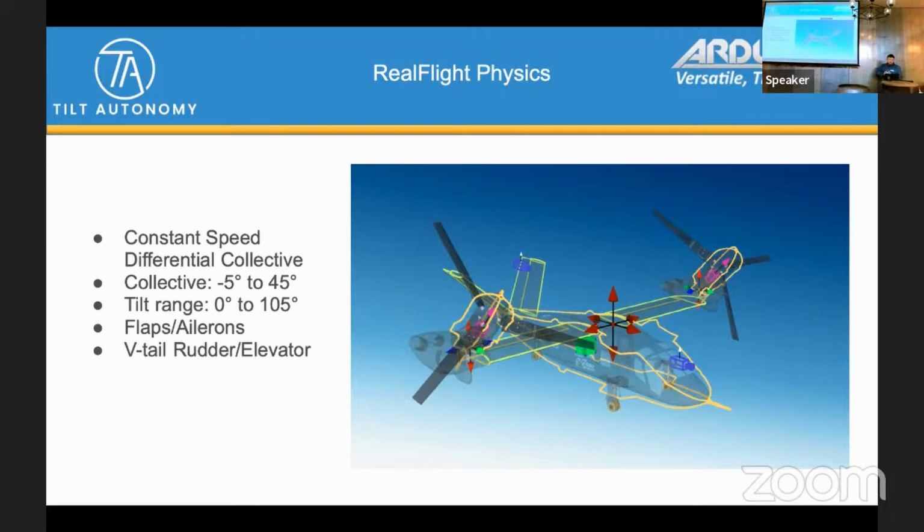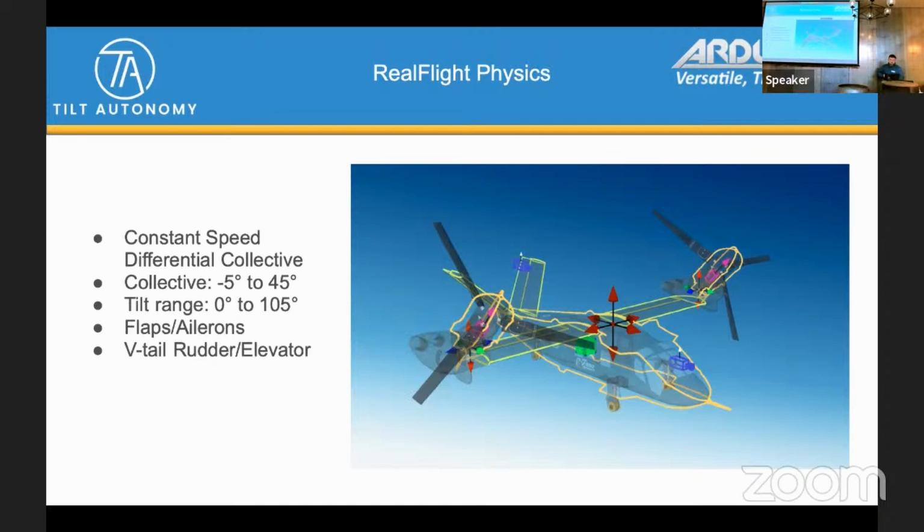The collective pitch I ended up ranging out was -5 to 45 degrees. And then the constant speed part of it is just controlled by RealFlight's governor. So there's a drop down that you can pick as an ESC governor for, like, a helicopter, let's say. And so that's what I chose.